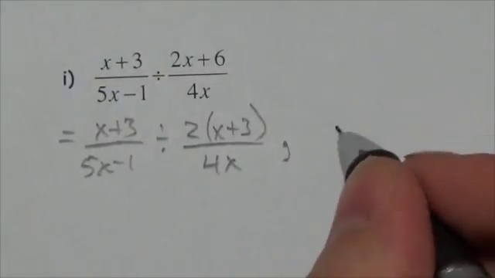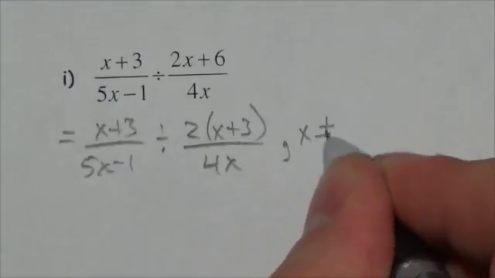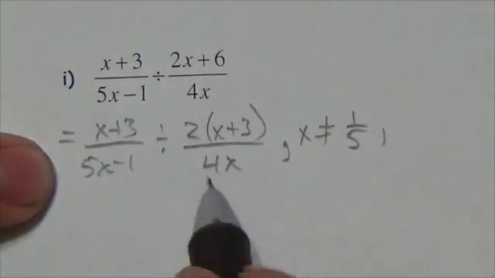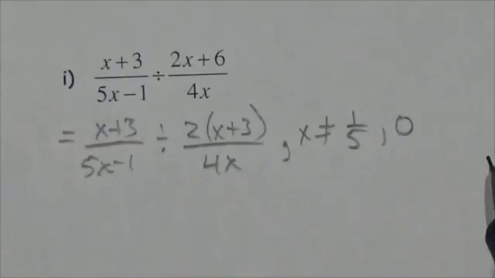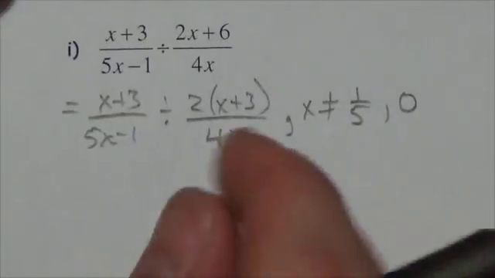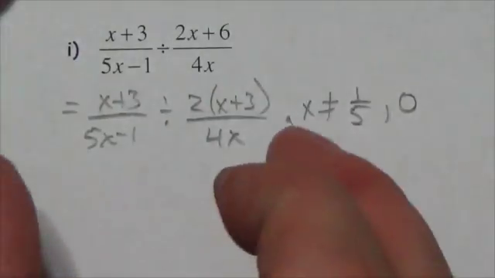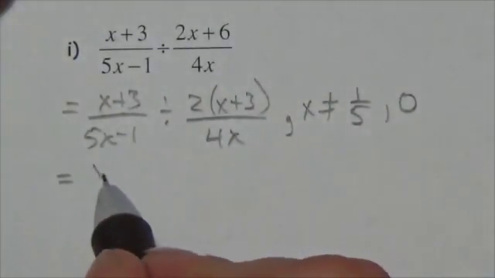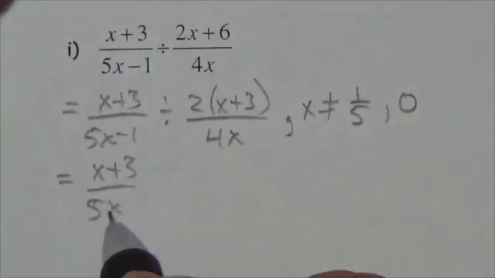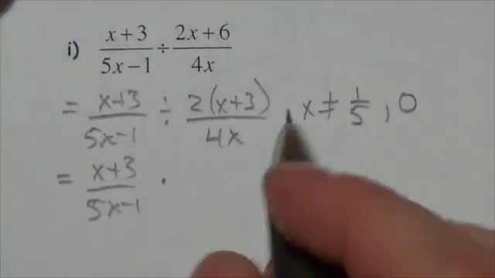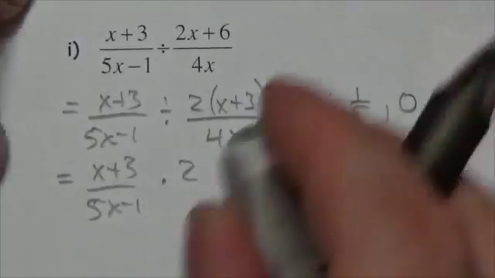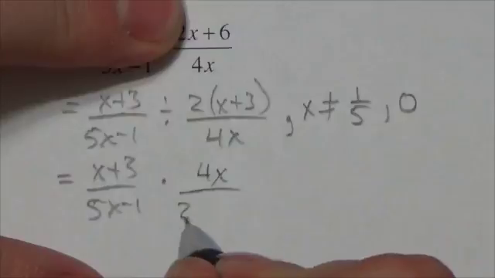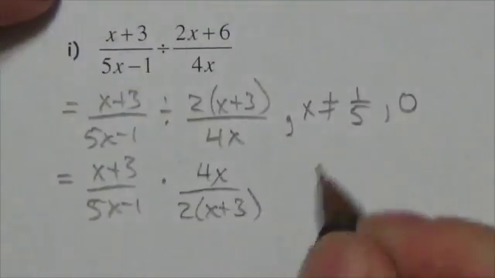Now again, we'll state the non-permissibles. So in this case, x can't equal, well, coming from this denominator, 1/5. And then coming from this denominator, just 0. And again, it's not that I need to state those to make this true. This is just helping me out at this point right here. Now, I cannot do any kind of canceling until I've converted division into multiplication, and I need to multiply by the reciprocal. So it'll be 4x over 2 times x plus 3.